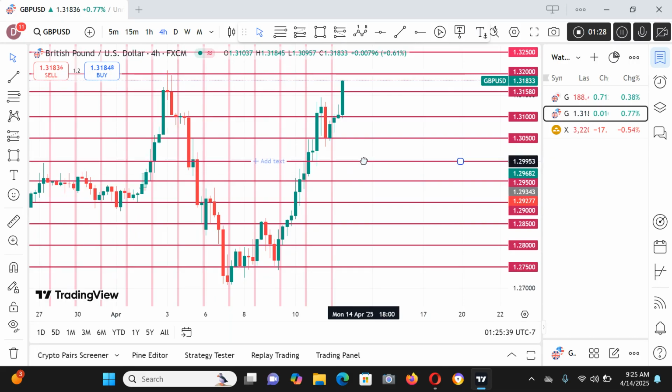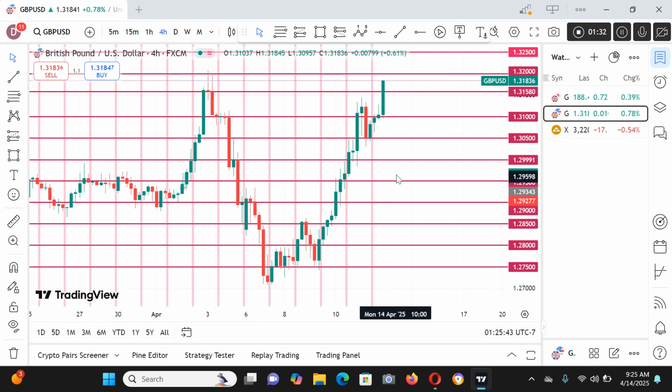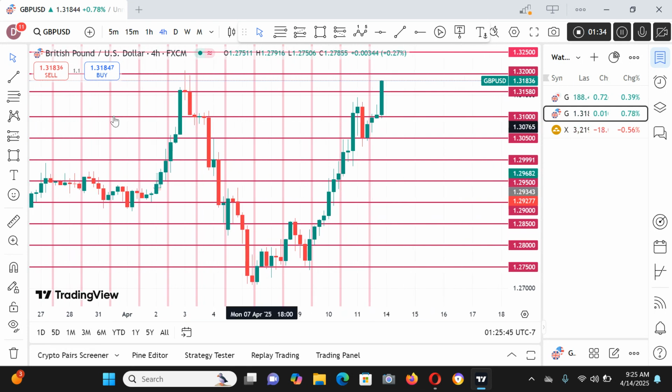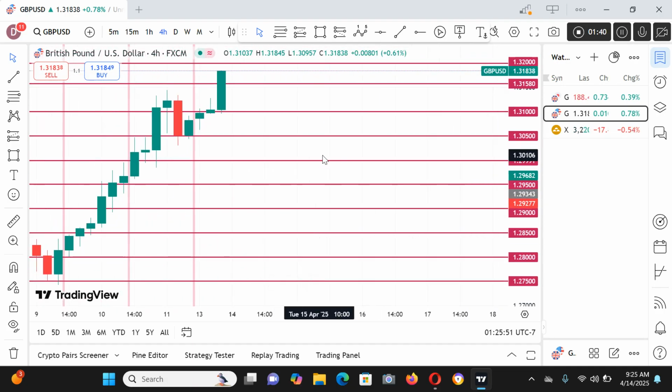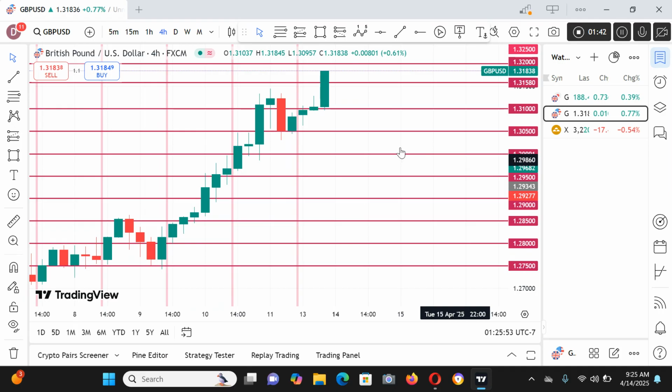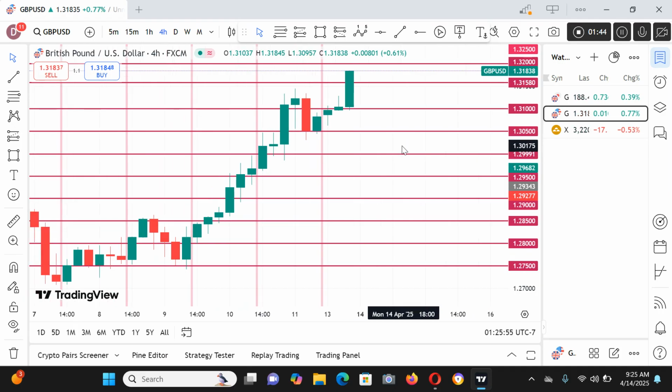So this is what I'm trying to do now. I'm trying to enlarge it so that I can see the first two candles that formed clearly. So you can see this is the first candle that formed and this is the second candle that formed today.